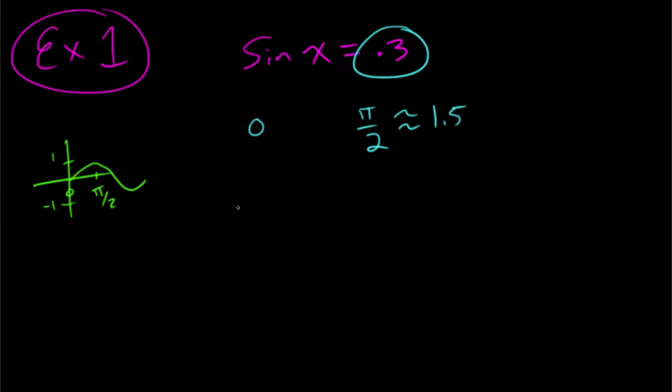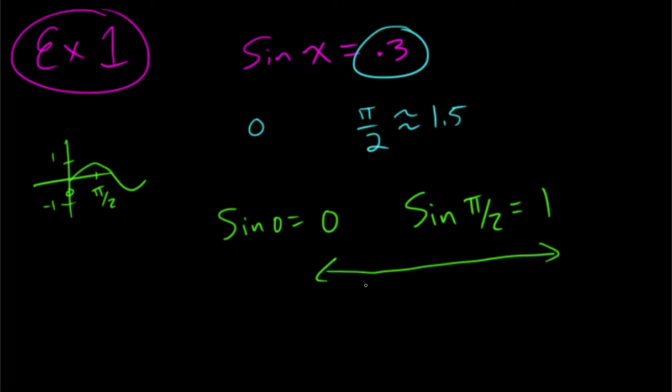So if we just look at sine of 0, we know that that's 0. If we look at sine of pi halves, we see that that is 1. And since we know it's a continuous function from 0 to 1, we know that it's going to hit every value in between 0 and 1. So by the intermediate value theorem, we know that there will be at least one place where it's equal to 0.3.